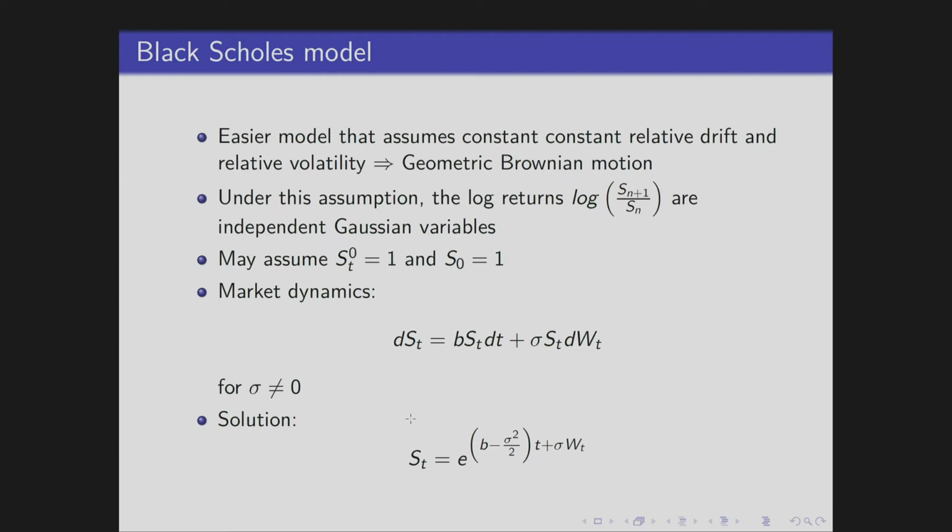So at the end, what we can see here in the market dynamics is that we assume a constant b, which controls the drift. We have a constant sigma, which controls the volatility. And then we get independently distributed log returns that are simply Gaussian variables. And this SDE has a simple solution, which is the geometric Brownian motion. Here we can see it's simply an exponential of some random process.